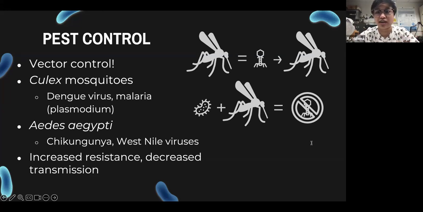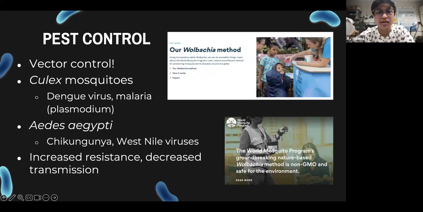Wolbachia has also been found to inhibit replication of chikungunya in Aedes aegypti, and it inhibits the secretion of West Nile virus in a cell line that was derived from Aedes aegypti. So it's not certain that it'll do the same thing in vitro, but it's cool that it can happen in situ. So this is the World Mosquito Program, and I think it's interesting how they're using Wolbachia and have this whole website for it. So you can look at that if you like. If you just search World Mosquito Program and Wolbachia, it'll come up.